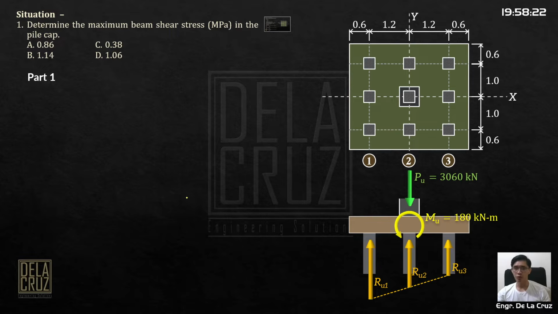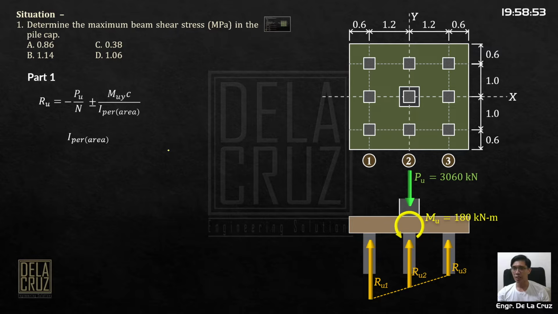Okay, to solve for the reaction, yung general formula natin basta combined axial and bending, that's negative PU over N. Yung PU natin is the 3060. N is the number of piles. Hindi siya divided by the area. Para diretso force yung ating makuha, just divide it by the number of piles. Then plus or minus MUY times C over inertia per area.